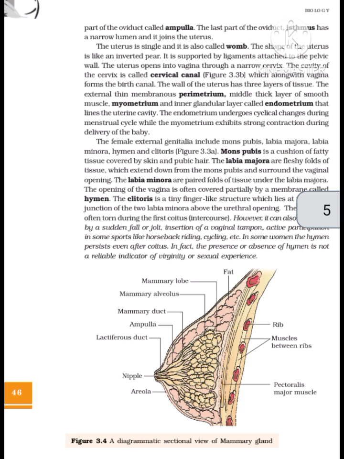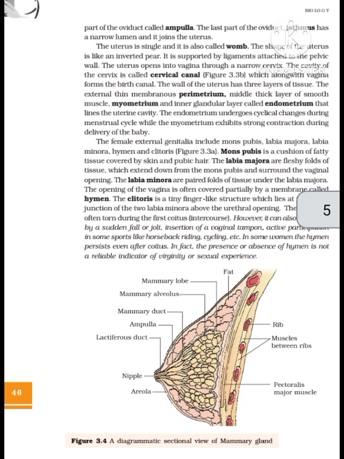The wall of the uterus has 3 layers of tissue. The external thin membranous perimetrium, middle thick layer of smooth muscle, myometrium, and inner glandular layer called endometrium that lines the uterine cavity. The endometrium undergoes cyclical changes during menstrual cycle while the myometrium exhibits strong contraction during delivery of the baby. The female external genitalia include mons pubis, labia majora, labia minora, hymen, and clitoris, figure 3.3a.